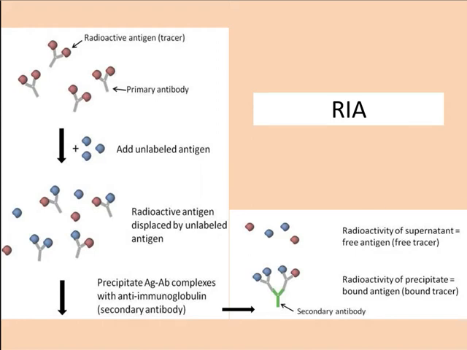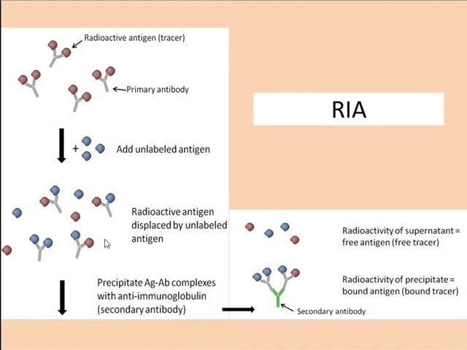So this is the method. How can you measure the displaced antigen? The displaced antigen is already labeled, so you need to measure only the radioactivity. In the first step you had antigen antibody complexes and all the antigens were radio labeled. After adding the sample, again in the system you have antigen antibody complexes, but in most of these complexes, the labeled antigen has been replaced by the serum antigen.